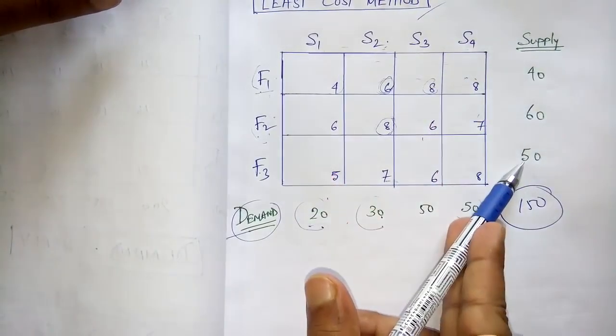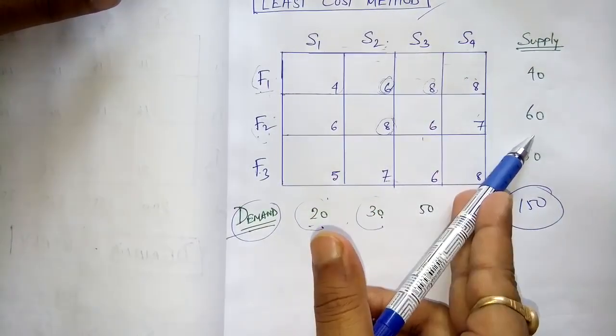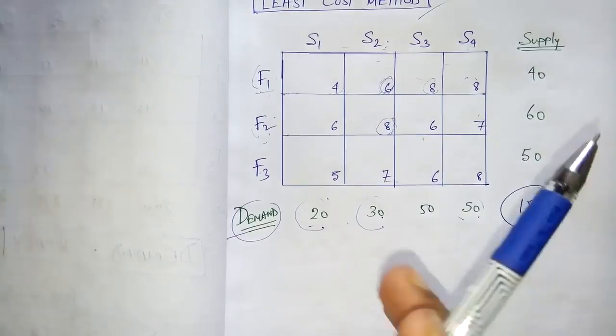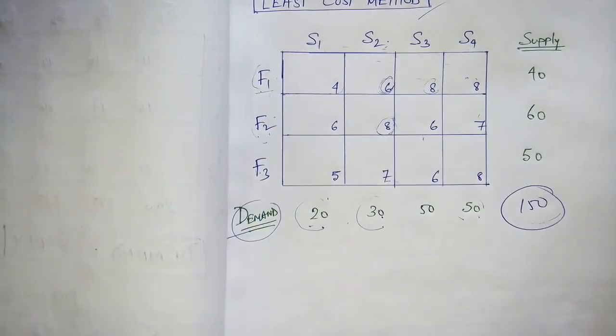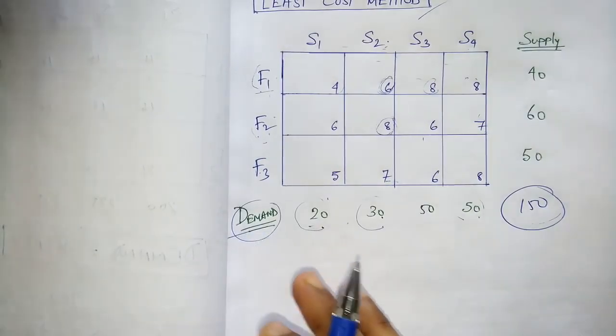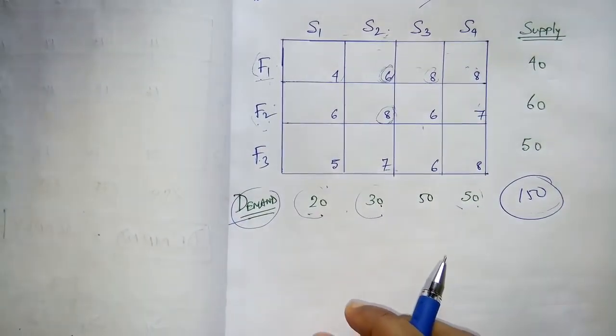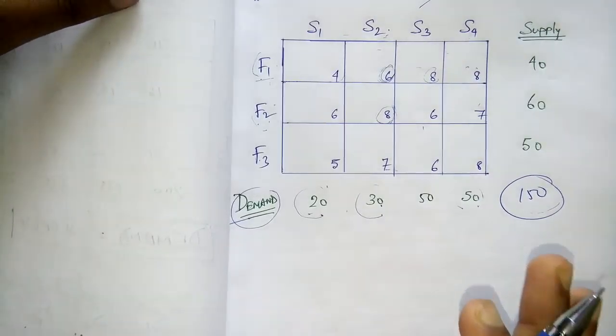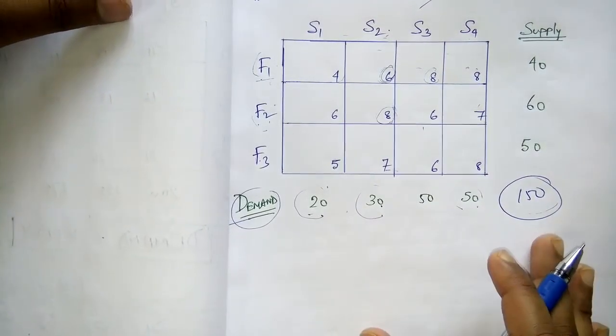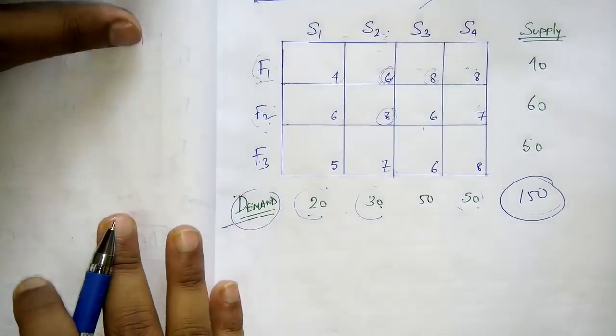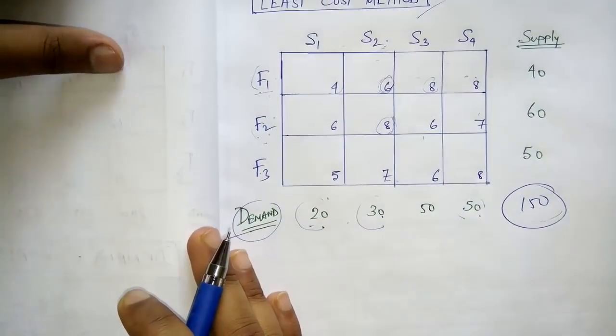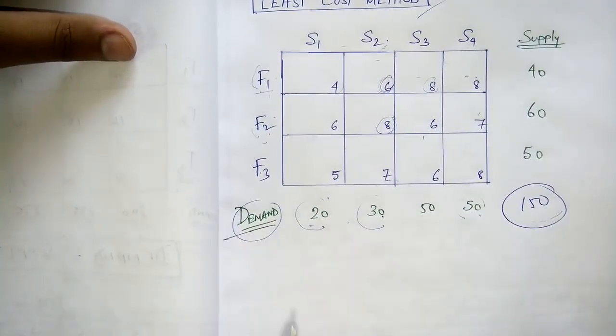What is the total supply? Check it. 40, 60, 100, 50, 150. So demand is exactly equal to supply. This is an assumption I have told you before, and so the demand is equal to supply. That means it is a balanced transportation problem. Now let's find out the total cost of transportation with the help of least cost method.